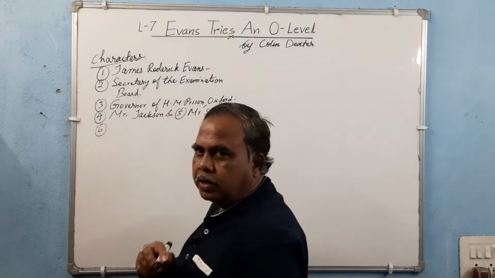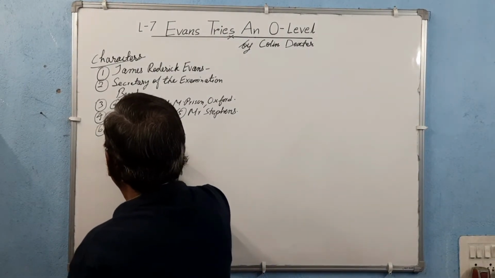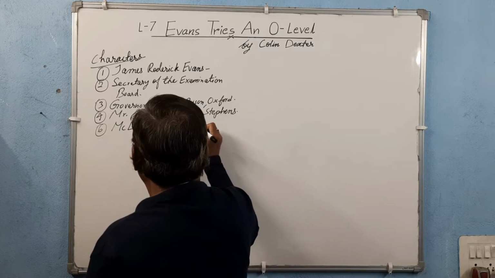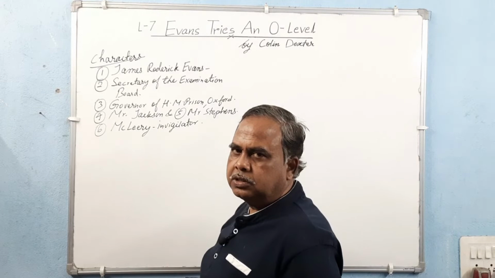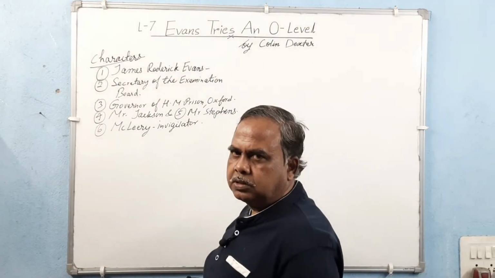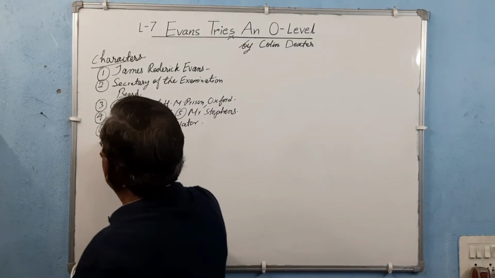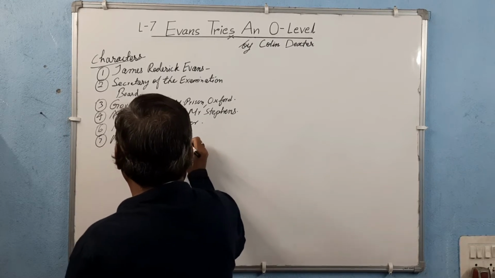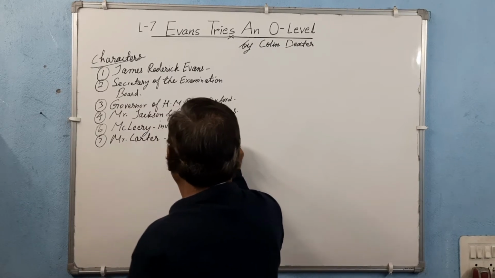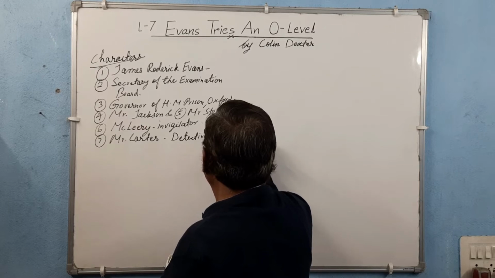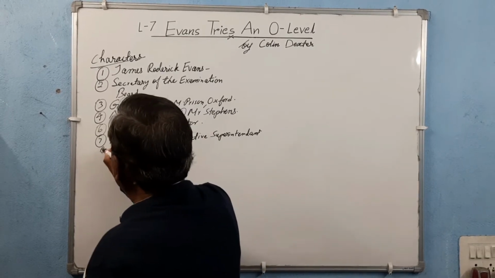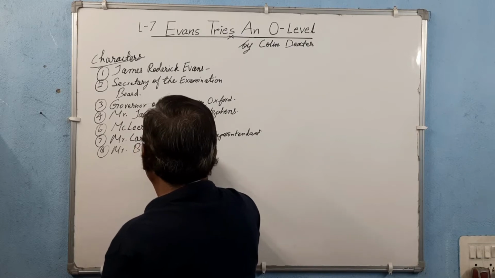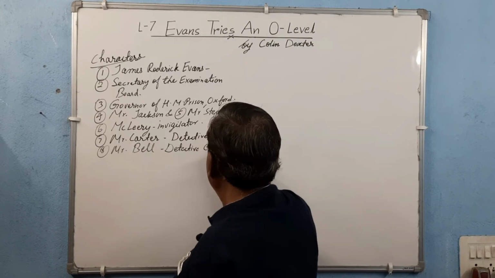Sixth character, McLeery. McLeery was an invigilator. He was a parson at St. Mary Mag's Church. Seventh character, Mr. Carter, detective superintendent. Eighth character, Mr. Bell, detective chief inspector.